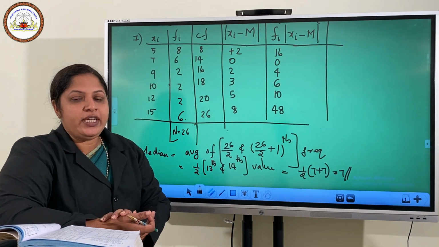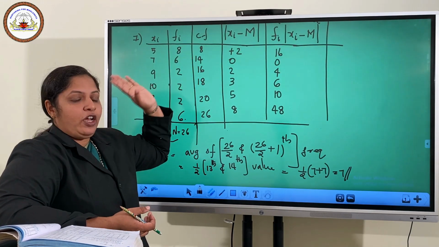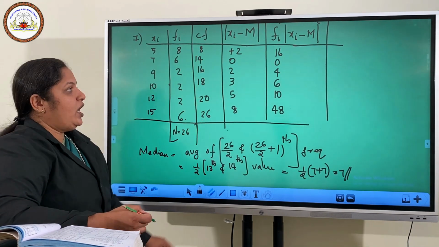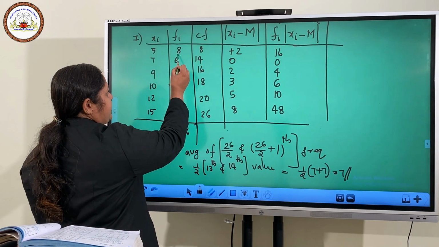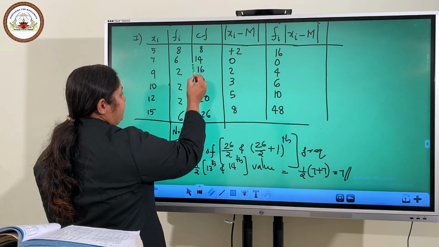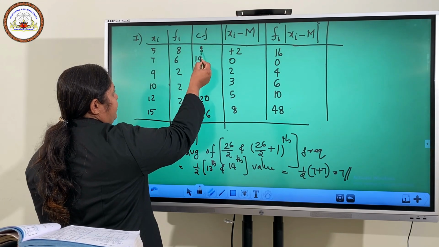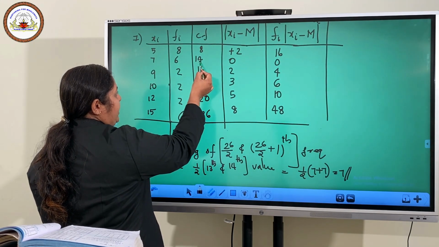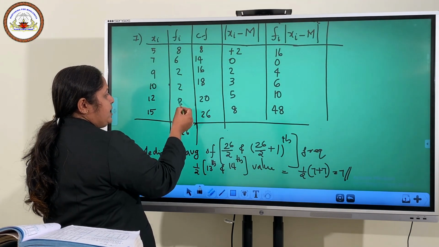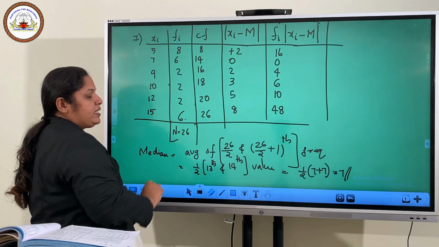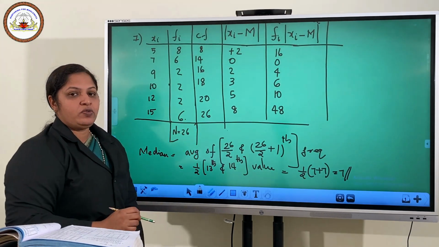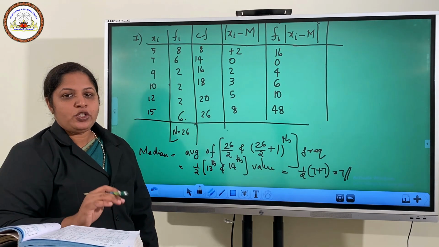In order to calculate the median, first for grouped data, we have to find the cumulative frequency. How to find the cumulative frequency? First, we write 8, the first frequency. Then, adding the first and second frequency, 8 plus 6, it is 14. Next, 14 plus 2, 16. 16 plus 2, 18. 18 plus 2, 20. And 20 plus 6, 26. That is, the sum of all frequencies is 26, which is an even number.